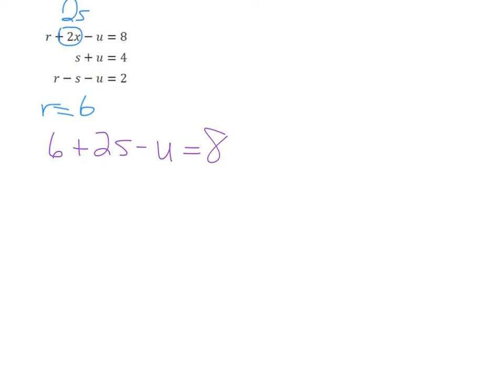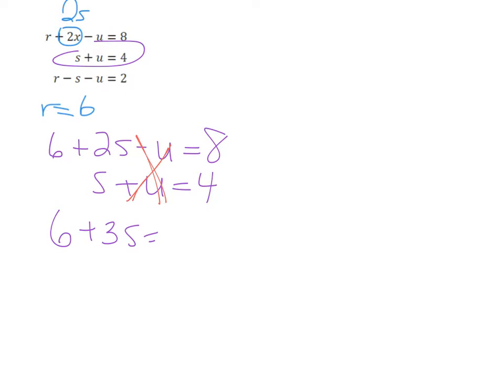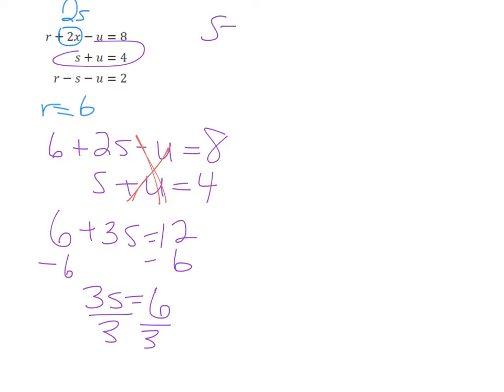And adding that with my second equation here, I will add s plus u is equal to 4. So notice here that when we add these two, the u's here will cancel. So I am left with 6 plus 3s is equal to 12. So subtracting the 6 here, subtracting the 6, I get 3s is equal to 6. And divide by 3, I get that s here is going to equal 2.